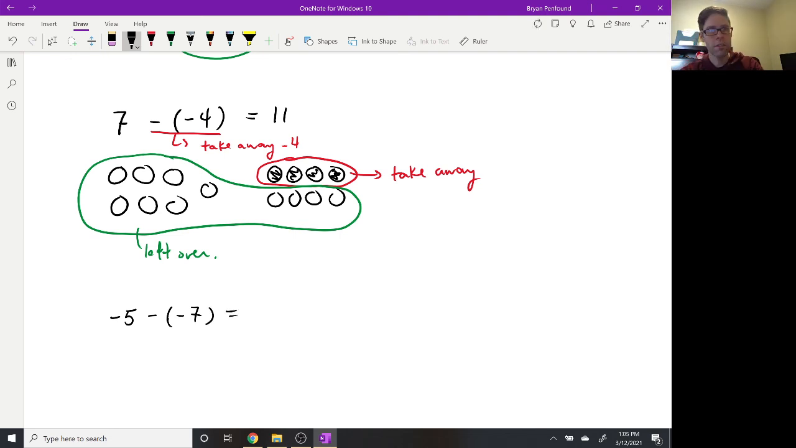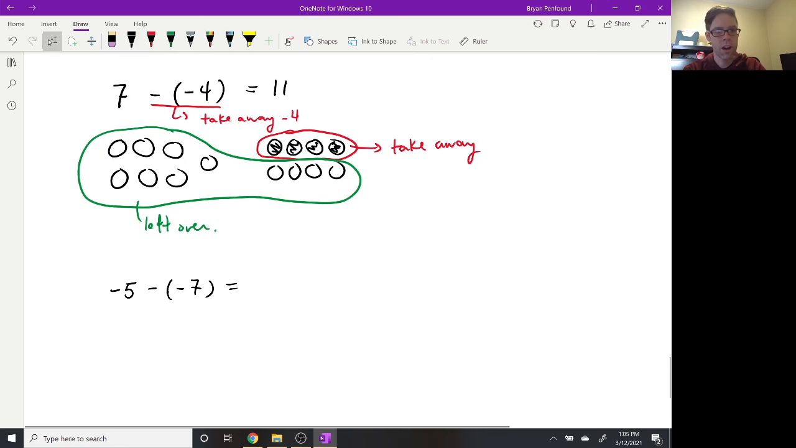Okay, and one more just to finish off the lesson for today. Let's try -5, take away -7. Again, notice back here, 7 plus 4 is 11, right? So this subtraction is actually kind of like an addition, which is so awkward. I find that so bizarre.